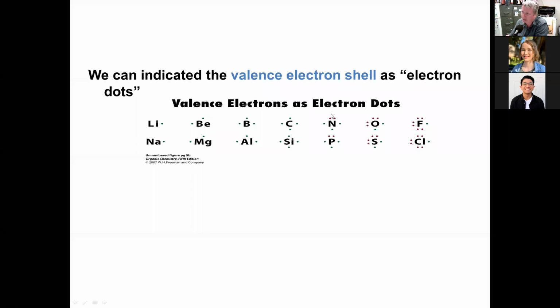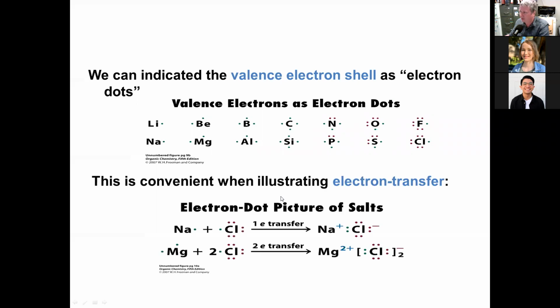Okay, so we can indicate the valence electron shell as electron dots. This is one of the ways we can draw molecules. We're going to get away from electron dot models because there are much better ways to draw molecules, but this is a good start and a good review from general chemistry. These are the valence electrons around carbon, nitrogen, oxygen, and fluorine. When we show this electron transfer, Na dot loses its electron to give Cl a noble gas configuration, so now we have Na plus and Cl with 8 electrons around it, right? Magnesium can lose 2 electrons, and ultimately you have two chlorines around it. So this is magnesium dichloride, or magnesium chloride, okay?